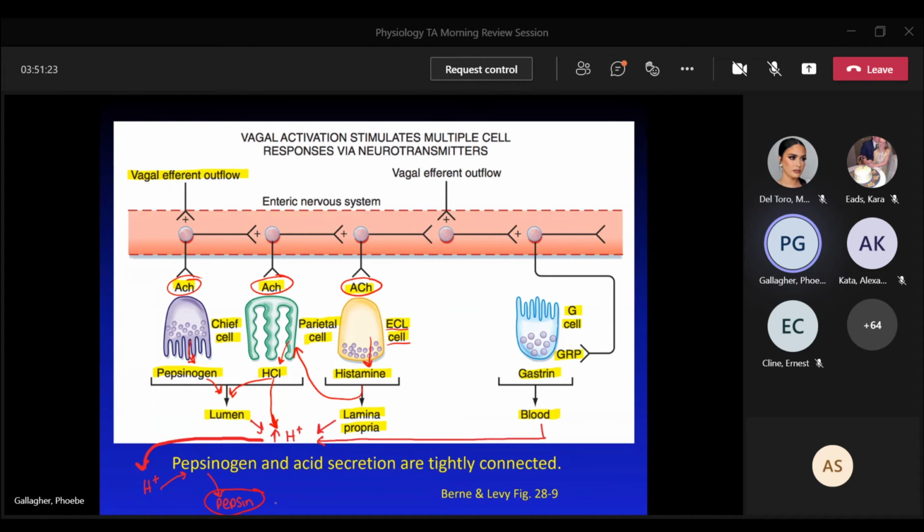So gastrin cells are also found in your stomach, but these are going to act as more of a hormone. So they respond to GRP, which he hasn't really introduced yet, but he will. And when they are activated, they're going to release gastrin into the blood, and gastrin will also upregulate the release of hydrochloric acid through the parietal cell specifically, as we discussed.